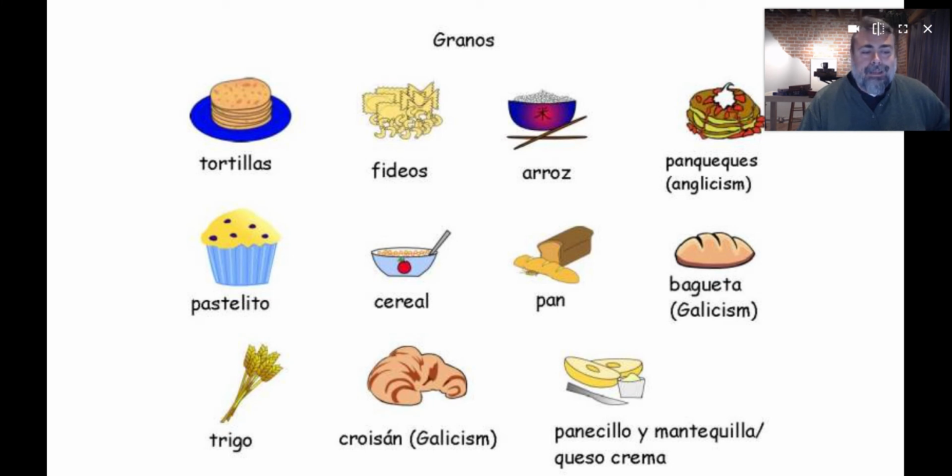And then panecillo y mantequilla o queso crema. So panecillo is just a cute little bread. They have it here for bagel. Panecillo.